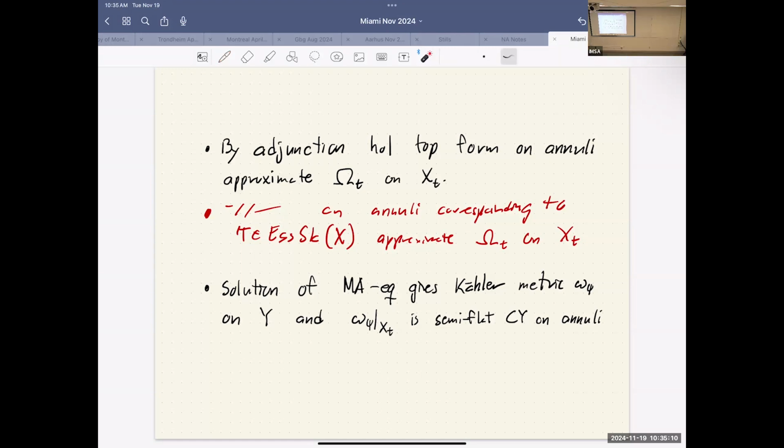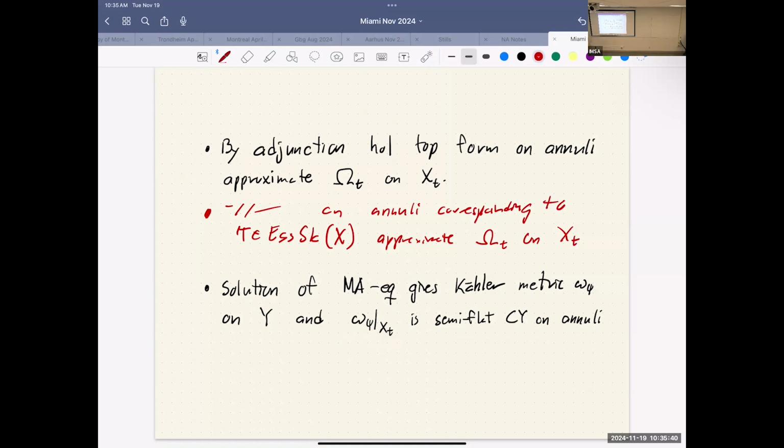Then solutions of this Monge-Ampère equation, which I talked about earlier, give Calabi-Yau metrics on the ambient space Y. And if I restrict them to X_t, then on these large annuli, these are semi-flat Calabi-Yau metrics, which means they're also torus invariant. They're given by a solution to a real Monge-Ampère equation.